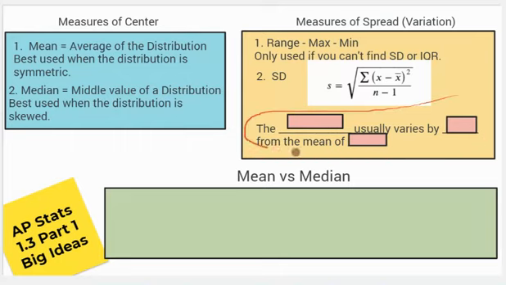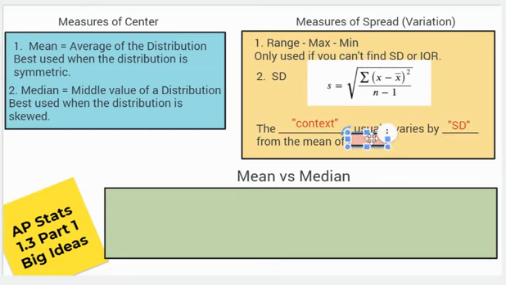Now, how do we describe standard deviation? What's the definition, and how do we describe it if we were asked to say, what does this standard deviation mean? Well, this is the way that we can describe standard deviation. And it would be like this: the context usually varies by the standard deviation from the mean of whatever x-bar is. x-bar is the symbol for sample mean.